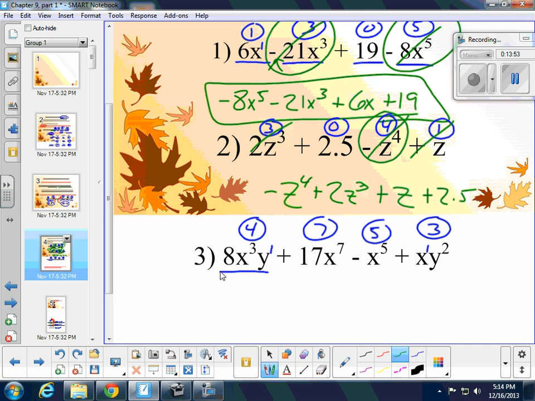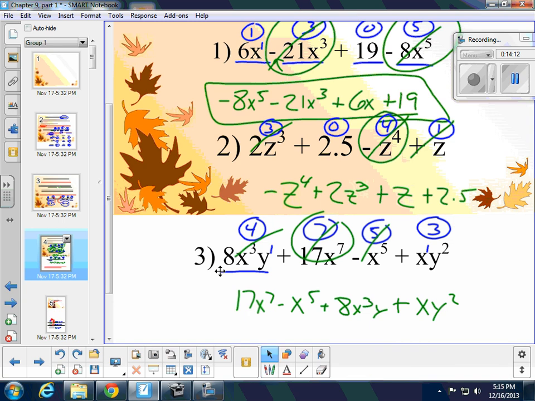Again, rewriting these. So I start with this one first. 17x to the seventh. Minus x to the fifth. And then over here to the fourth degree will be the next one. So 8x to the third y. And then plus xy squared.